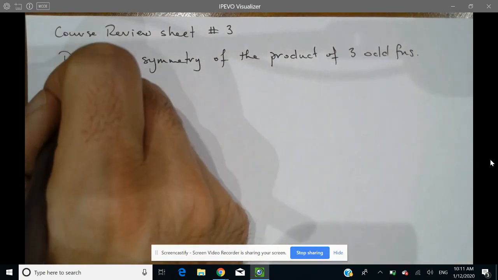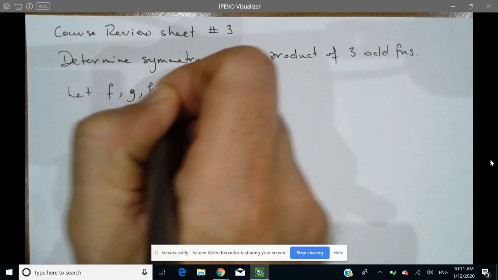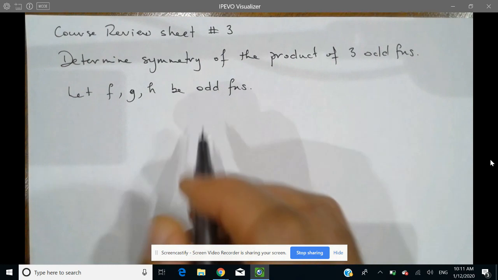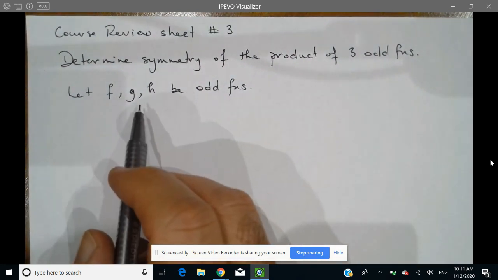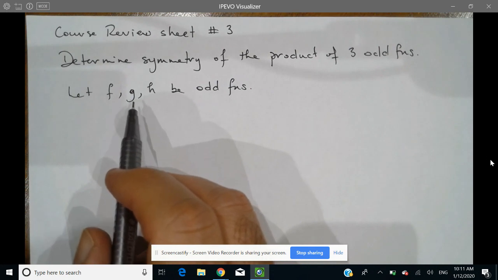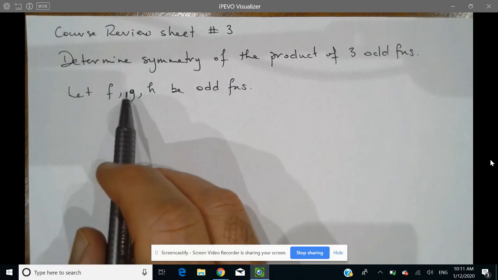So what I'm going to start with is to say let f, g, and h be odd functions. Notice that I'm not picking particular functions. These represent any odd functions. Now, of course, we keep in mind what it means to be odd, which is that f at negative x is equal to negative f at x, and same thing for g and h.